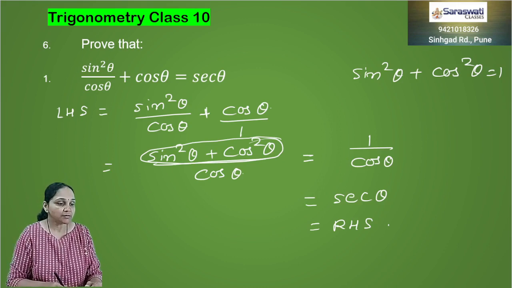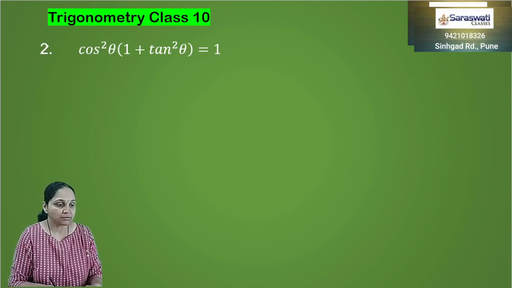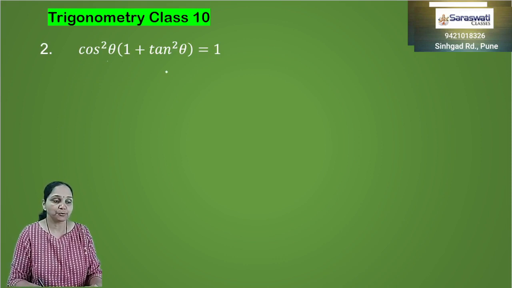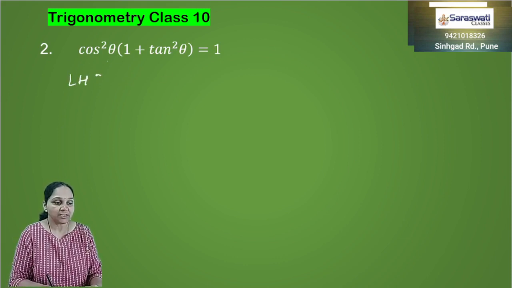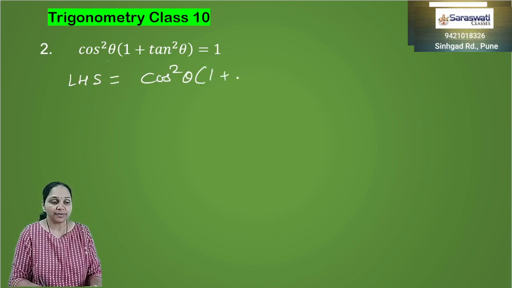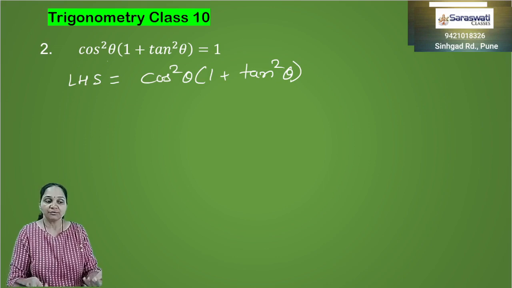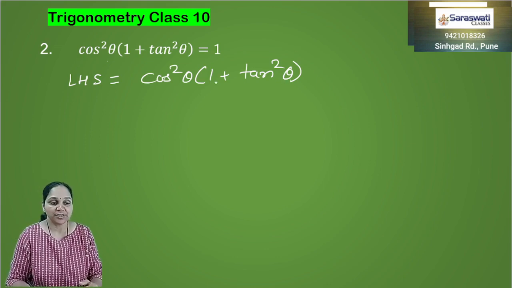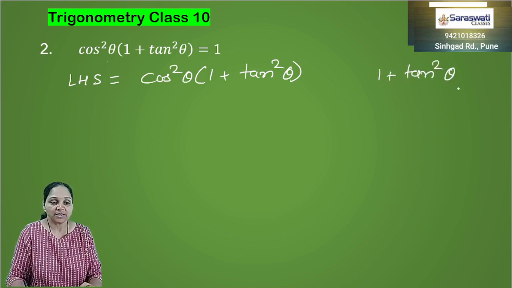Now next example from this is cos square theta into 1 plus tan square theta is equal to 1. Again consider LHS, cos square theta into bracket 1 plus tan square theta. Now you can easily tell that 1 plus tan square theta is equal to sec square theta. That is the identity.